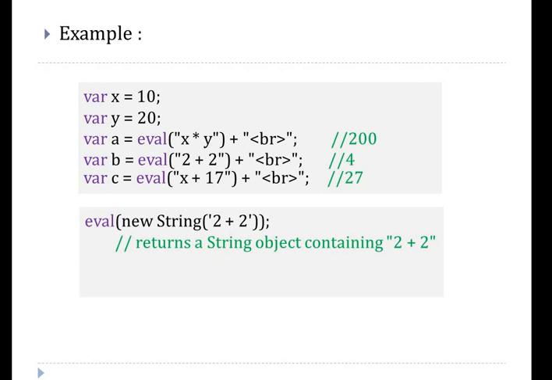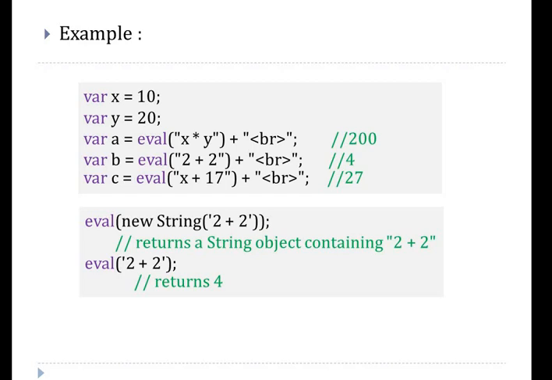It is not a string, but this will return your string object. That's why it just directly returns you a string, that is 2 plus 2. Now let's see this evaluation of 2 plus 2 in single quotes. This will return 4. But the previous one will return 2 plus 2 in string format. So this is just a difference.